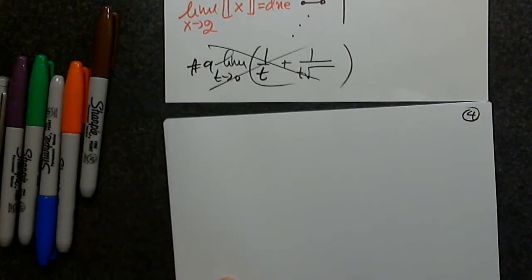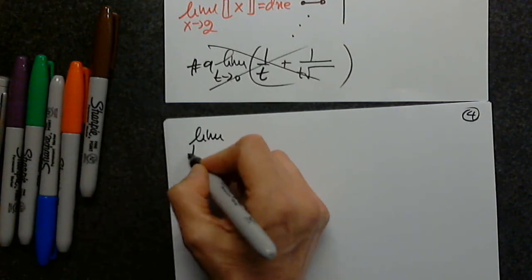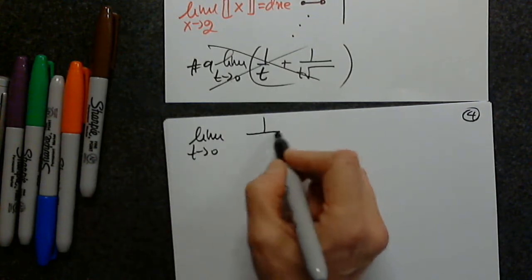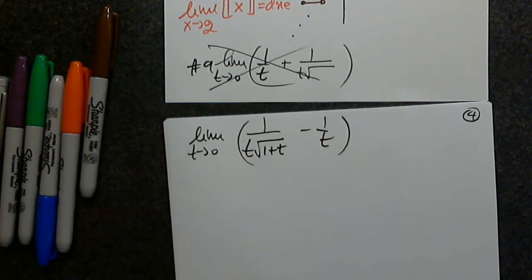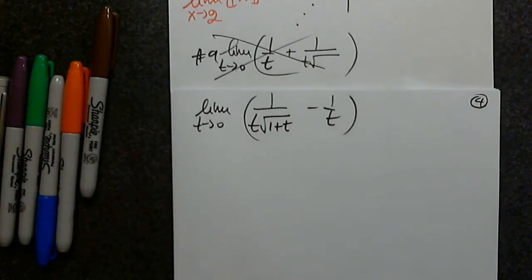So it was the limit, I copied something else. The limit as t approaches 0 of 1 over t times the square root of 1 plus t, minus 1 over t. Very good. So this is a limit. I would like to use a limit law and say the limit of the first minus the limit of the second. Yes? Approved or not?